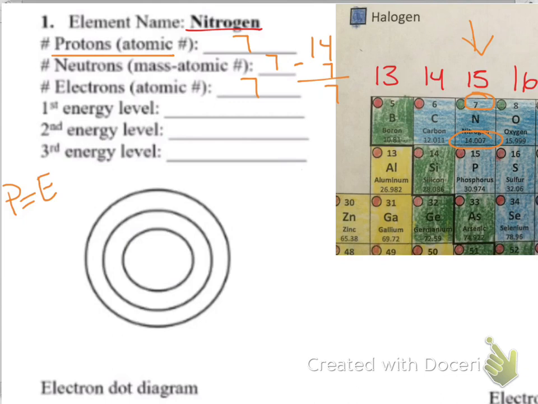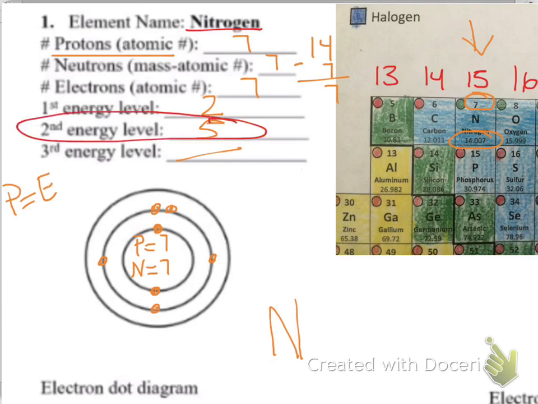And then we're going to plot this in the Bohr's diagram. P equals 7, neutrons equals 7, 1, 2, 3, 4, 5, 6, 7. So there's your energy levels, 2 in the first, 5 in the second. Looking at your periodic table, to do your dot diagram, you're going to write the symbol, which in this case is N. You saw that on your periodic table.